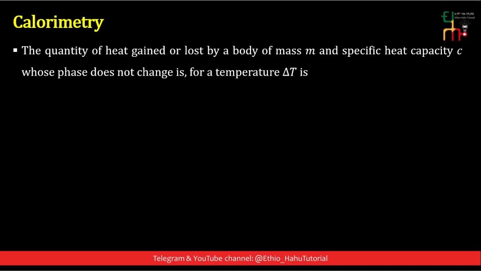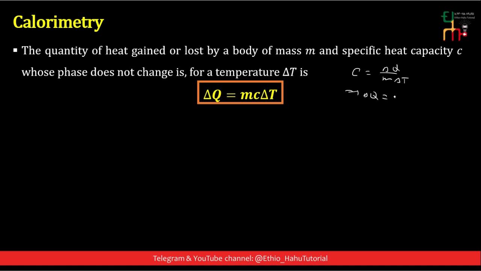The quantity of heat gained or lost by a body of mass m and a specific heat capacity c whose phase does not change, for temperature change delta T, is given by this: delta Q is equal to m times c times delta T. Since we have seen a specific heat capacity of a substance is the quantity of heat required to raise the temperature of a unit mass of a substance by 1 degree Celsius, therefore, from this, delta Q is equal to m times c times delta T. This is the quantity of heat added to the system or extracted from the system.